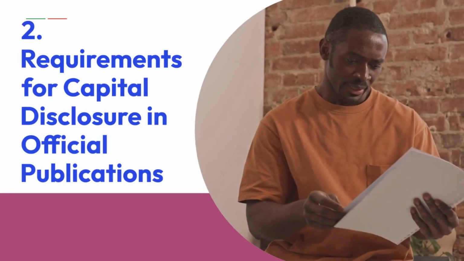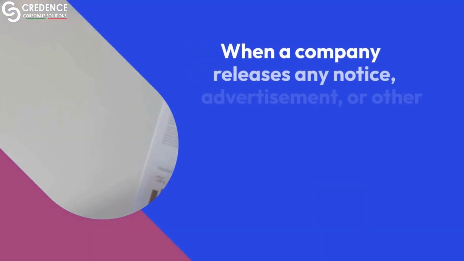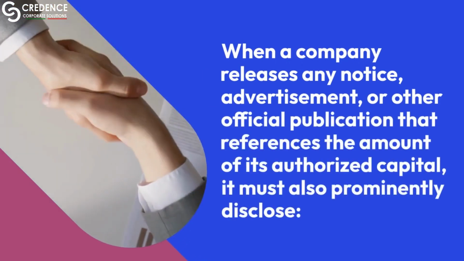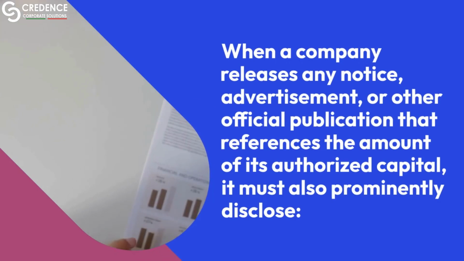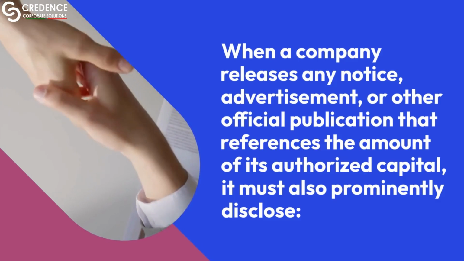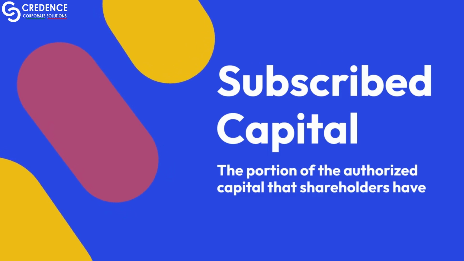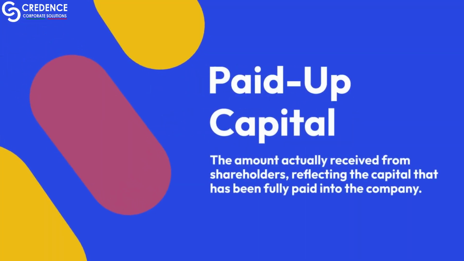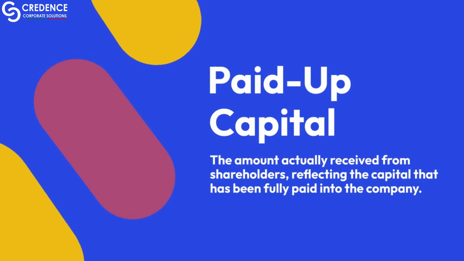2. Requirements for capital disclosure in official publications. When a company releases any notice, advertisement, or other official publication that references the amount of its authorized capital, it must also prominently disclose subscribed capital, the portion of the authorized capital that shareholders have agreed to purchase. Paid-up capital, the amount actually received from shareholders, reflecting the capital that has been fully paid into the company.